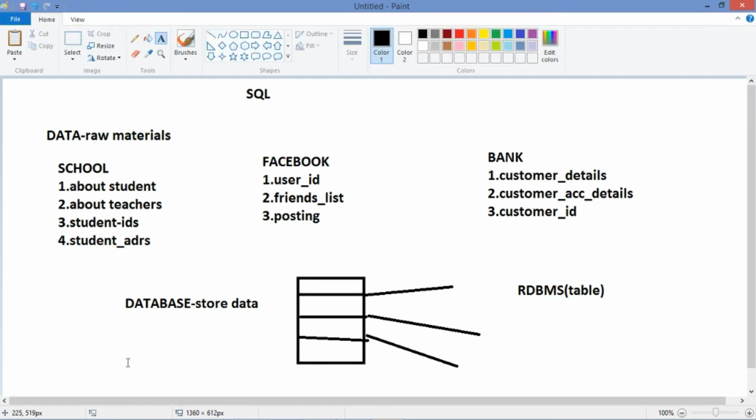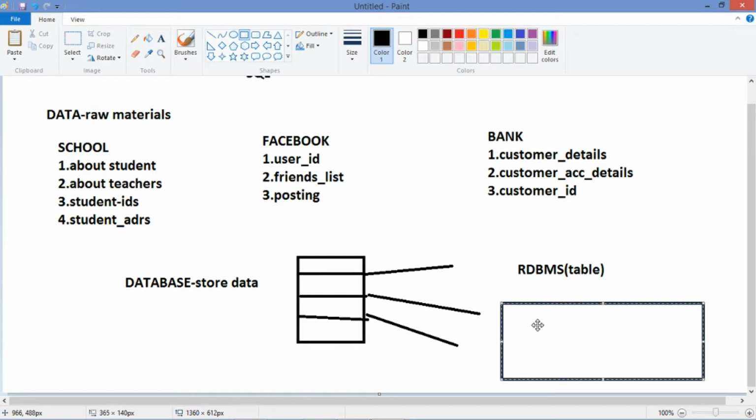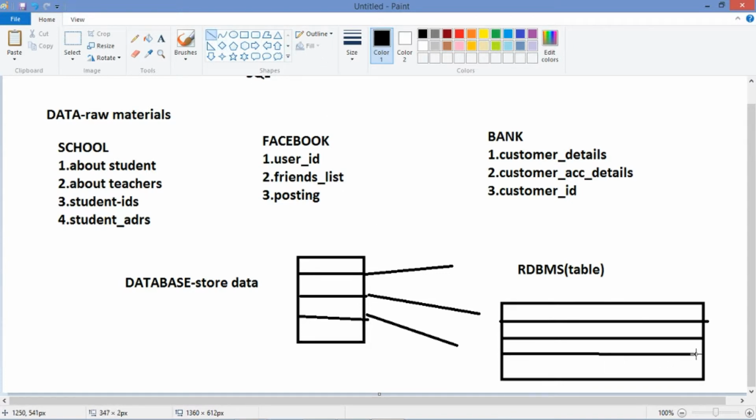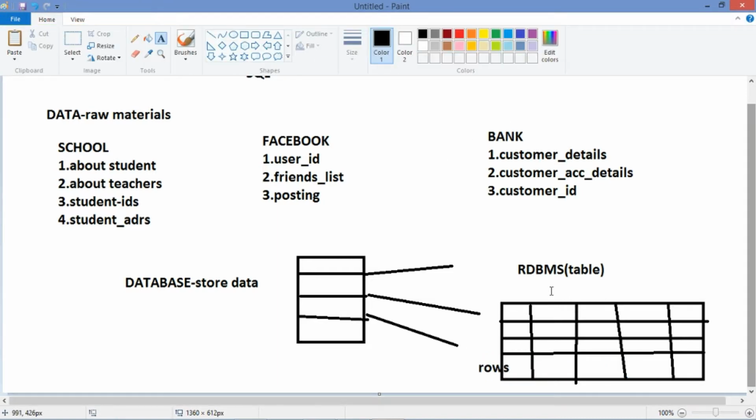Okay, fine. So how does this table structure look like? Let us take a table here. A table is having what? Rows and columns, right? So these are the rows which the table is having, like this. And columns like this. Sorry for my drawing. Columns like this. So what is this? These are the rows. And what is this? These are the columns.